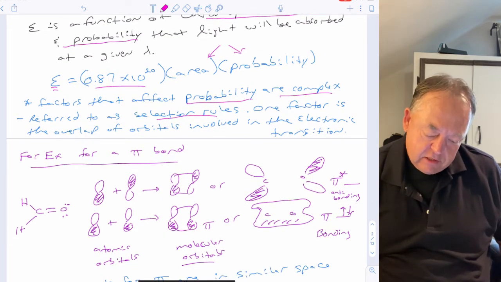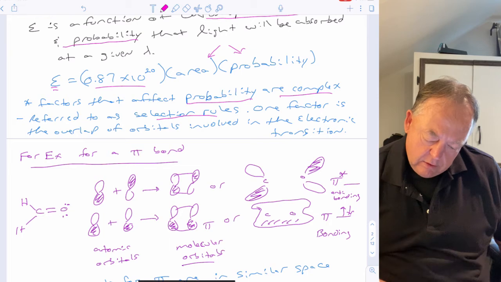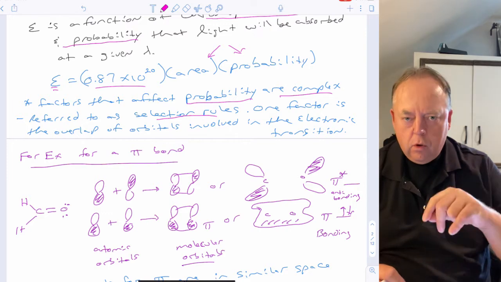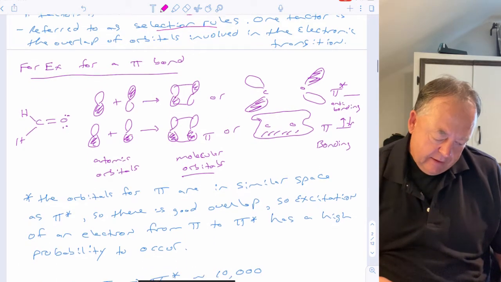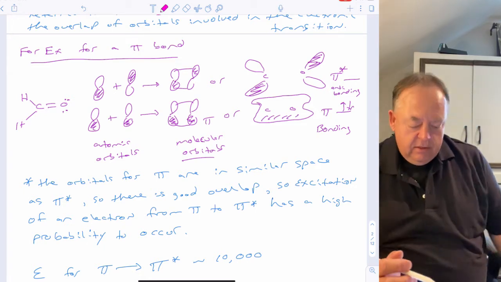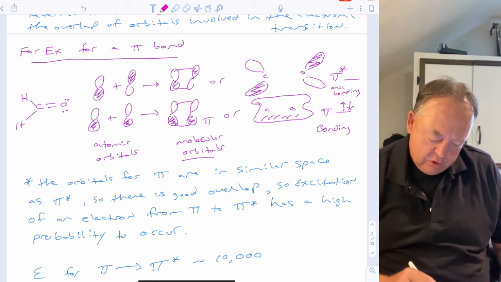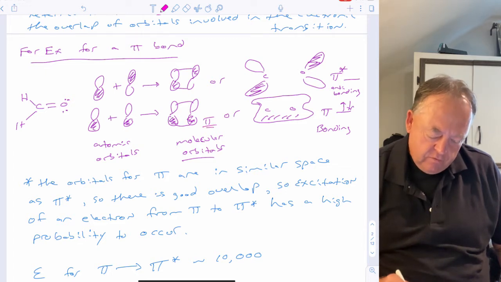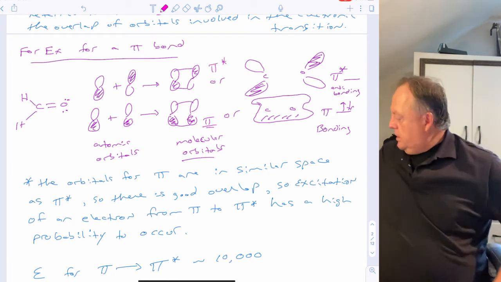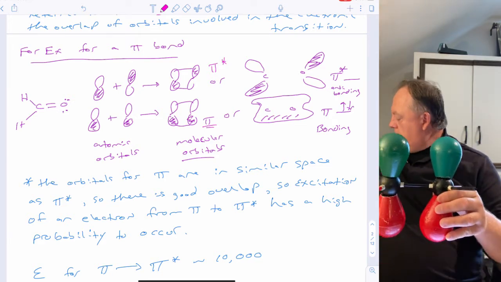One factor that affects the probability of the radiation being absorbed is how well the orbitals overlap, where the electrons are being transferred from one orbital to another orbital. For example, if we take a pi bond, take formaldehyde as an example, if you look at the molecular orbitals, you take two p orbitals in phase to create pi, or two p orbitals out of phase to create pi star. If you remember what those orbitals look like: pi and pi star.